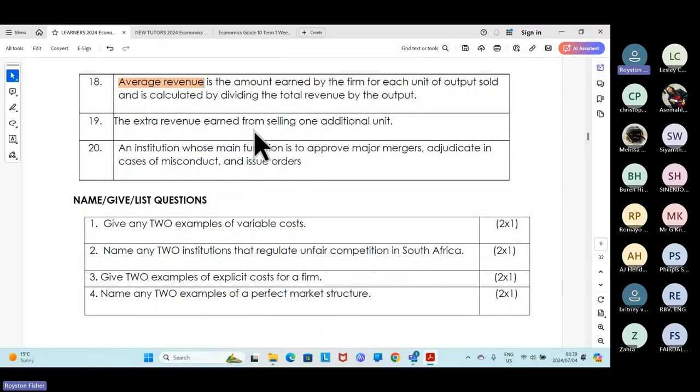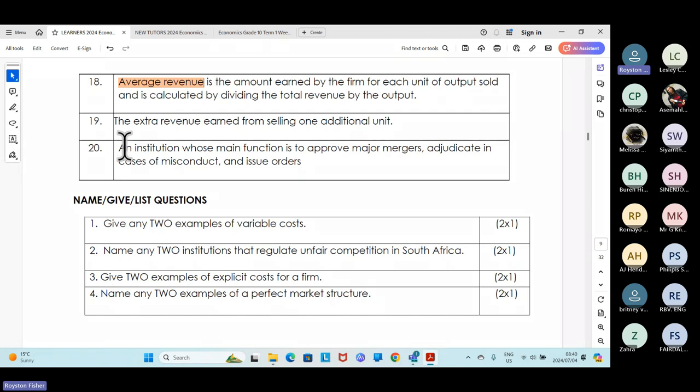Number 19, the extra revenue earned from selling one additional unit. The answer that I've received so far from Santa Claus is marginal revenue, and they are correct. St. Andrews also says marginal revenue. So remember, marginal is basically extra, and then here they tell you revenue. So therefore, you know that that is marginal revenue.